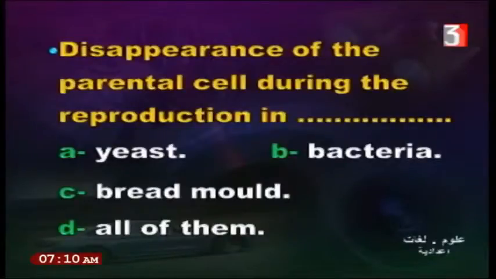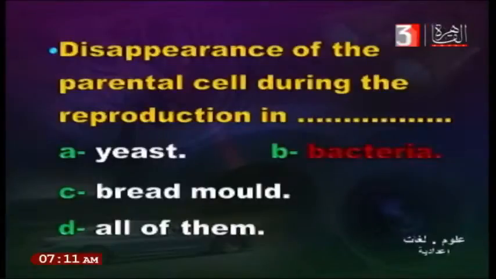What about bread mold? Bread mold reproduces by sporangium or spore propagation. In this case, the sporangium opens and spores spread in the environment, but the parent cell doesn't disappear. So here the answer is bacteria, which reproduce asexually by binary fission. It divides itself into new offspring and the parent cell disappears. Next one.